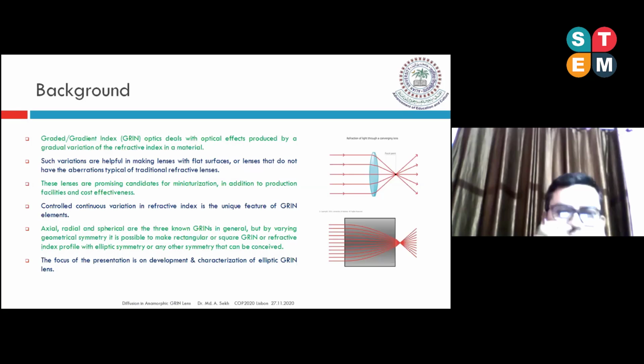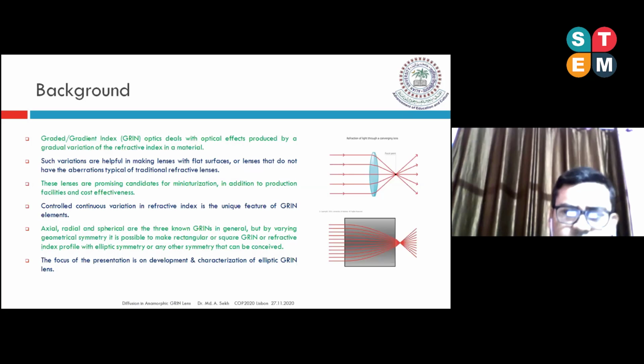Now, in gradient index optics, we can make different types of lens elements. It may be of axial type, radial type, or spherical type. We have to make our sample shape in such a way that it can produce that. Suppose a planar object can develop an axial profile, a cylindrical object can develop a radial profile, as well as a spherical object can develop a spherical one.